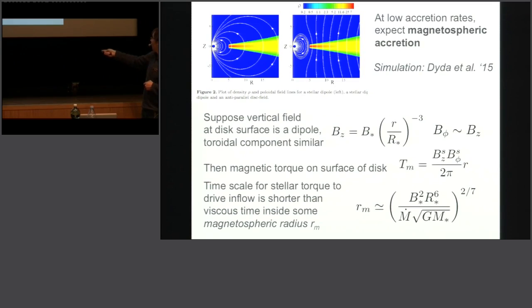And we can then ask what is the time scale for this torque to remove the local angular momentum and therefore cause the gas to flow in towards the star. Okay, so we take the local angular momentum content of the disk, divide it by the torque, and that gives us a time scale on which that magnetic torque would drive inflow. And we can compare that to the viscous timescale to ask when this magnetic torque will dominate over the internal redistribution of angular momentum within the disk. And that gives us an estimate for this magnetospheric radius that depends on the stellar field strength and on the mass accretion rate, and it only involves those parameters to this relatively weak power.